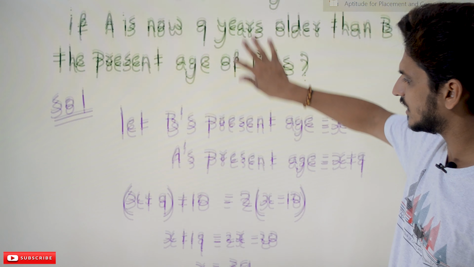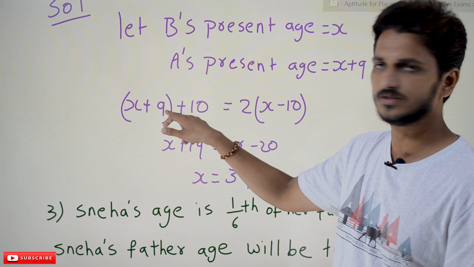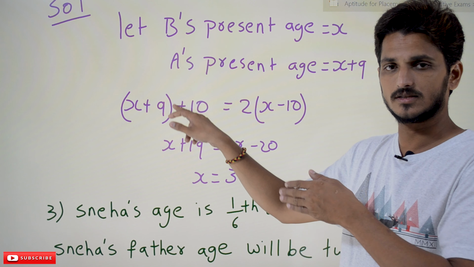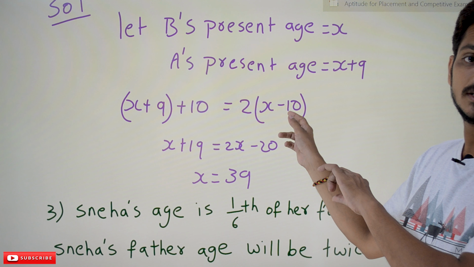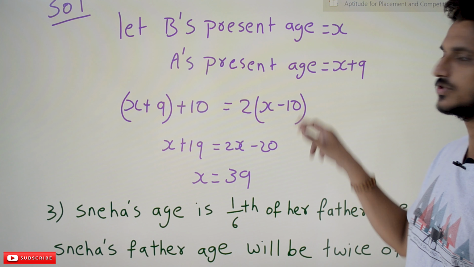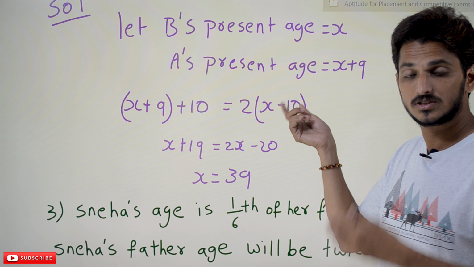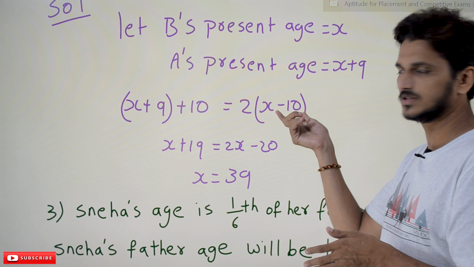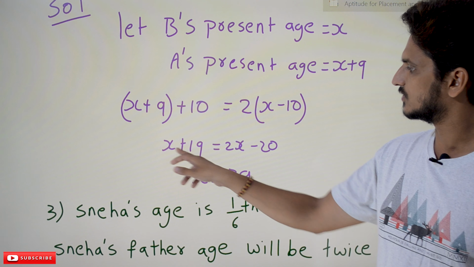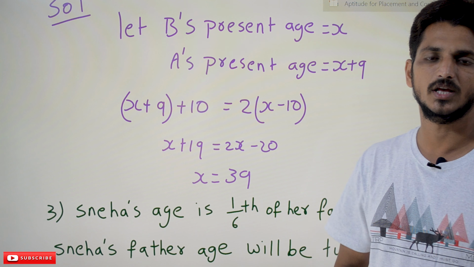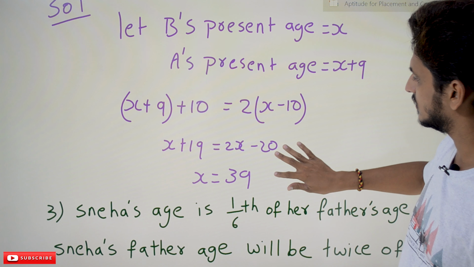So what is the age of A now? A's present age is X plus 9. After 10 years, X plus 9 plus 10 equals twice B's age 10 years ago. We assumed B's present age is X, so 10 years ago B's age is X minus 10, twice of that. So we got this equation, and solving it is very easy. X plus 19 is equal to 2X minus 20, so X is equal to 39. So you understand that.